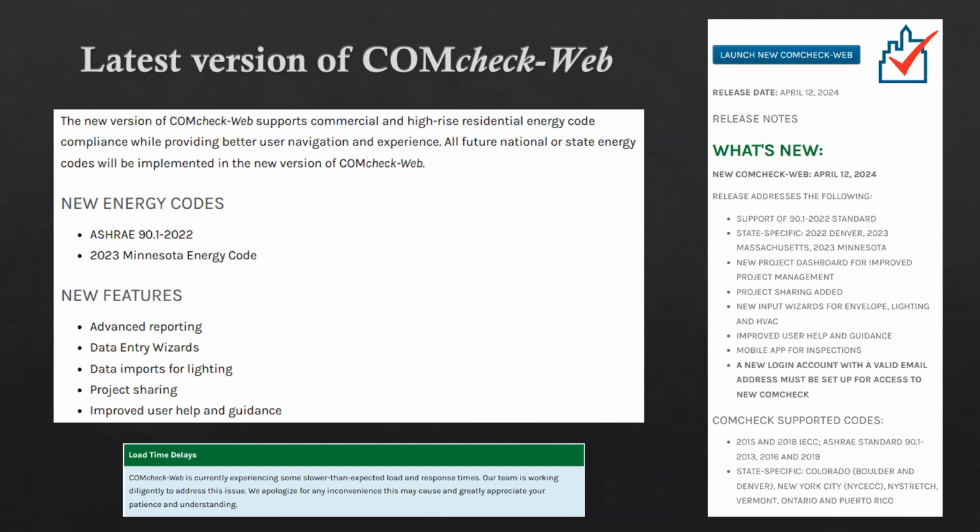Coming soon, ComCheck-Web will support the 2024 IECC once that's out and released to the public. As I was told, and I didn't really see that that was the case, I thought 18 would be the last for the desktop version, but it looks like 21 is also on the desktop version. But anything going forward is going to be in the newer version of the web. What they want you to do is start using the web and not download it to a PC, because this keeps the most up-to-date versions.